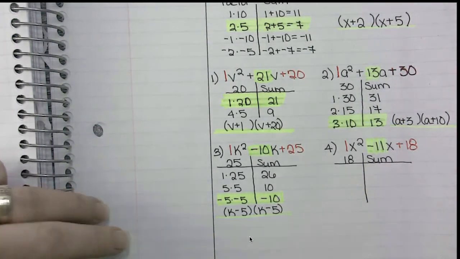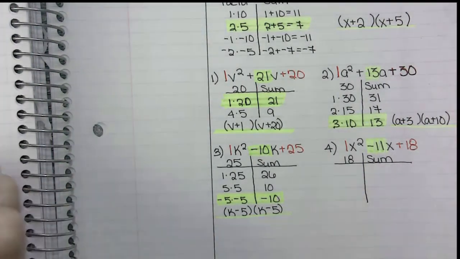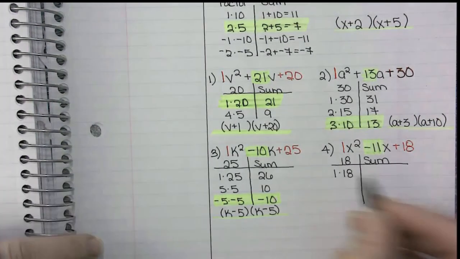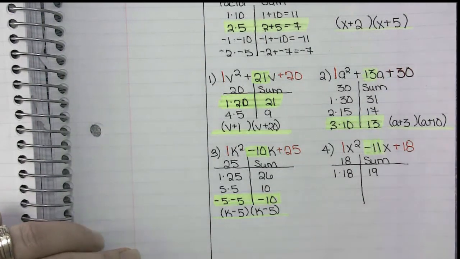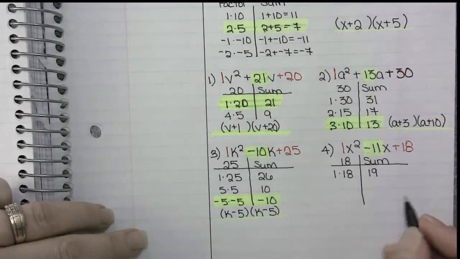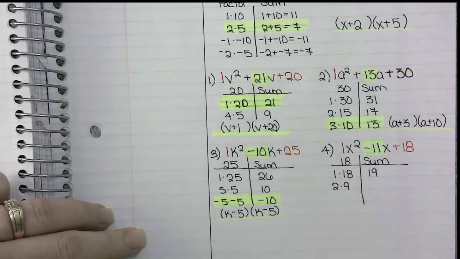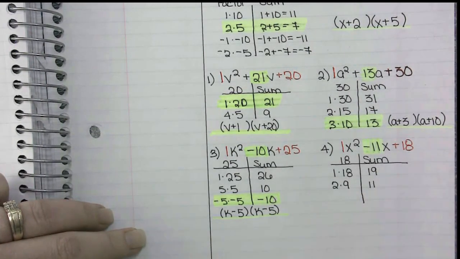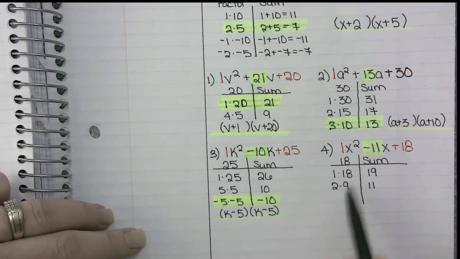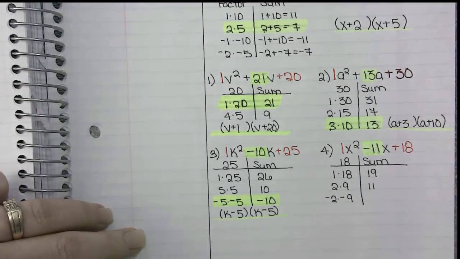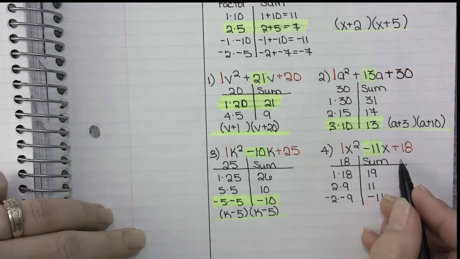I always start with 1 times the number, so 1 times 18. If I sum these together, I get a 19. That's way too high. And then I have 2 times 9. If I sum these, I get 11, and I need 11, but I need negative 11, so I'm going to see if this works out. Negative 2 times negative 9. When I sum these together, I get a negative 11, and when I multiply them, I get a positive 18.